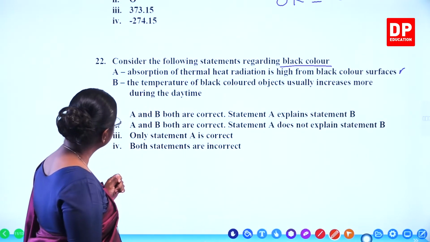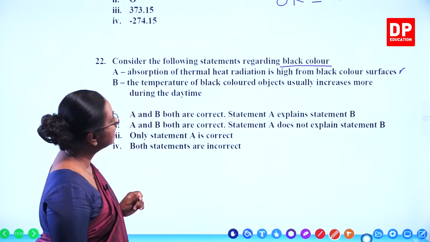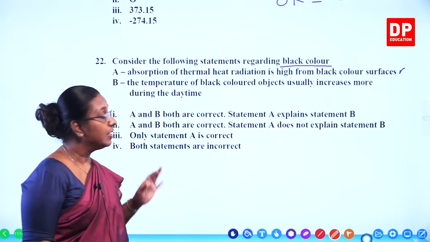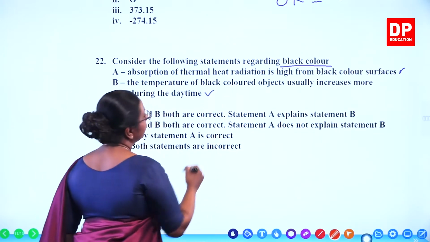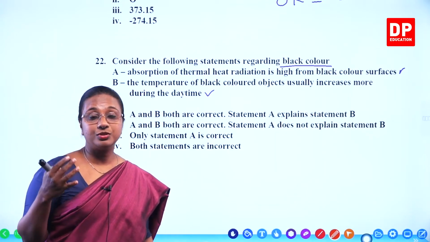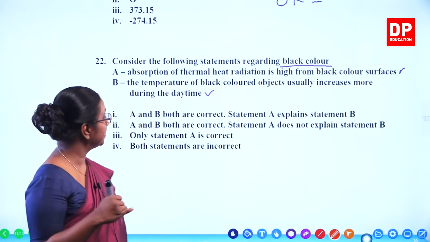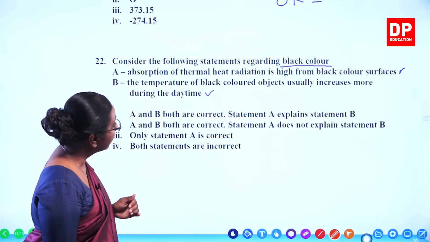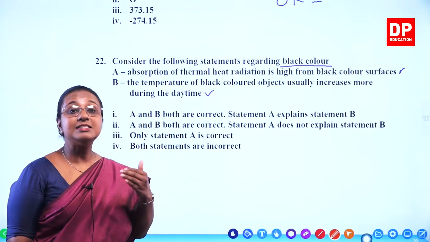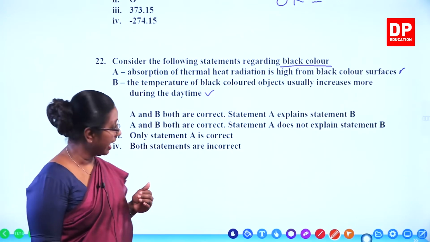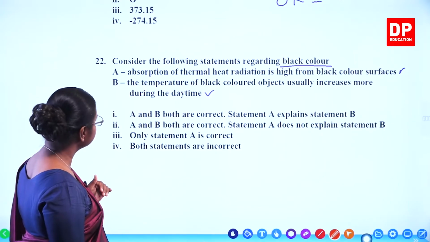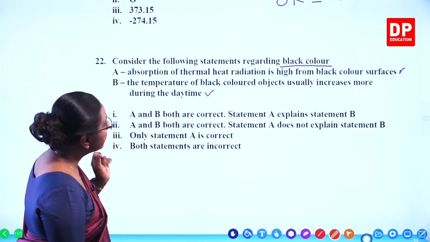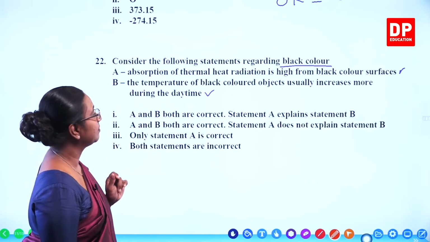Then we have statement B. The temperature of black colored objects usually increase more during the daytime. That is also correct. Why? During the daytime there is sunlight, so the sunlight can be absorbed by these substances. Therefore, their temperature can increase. And if they are black colored objects, the increase in temperature is usually high. If we look at the answers, A and B both are correct. That is correct. Statement A explains statement B.